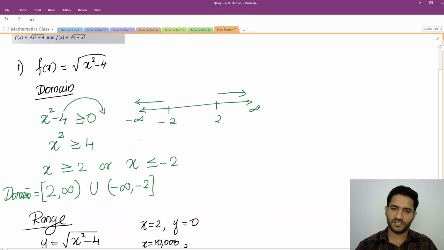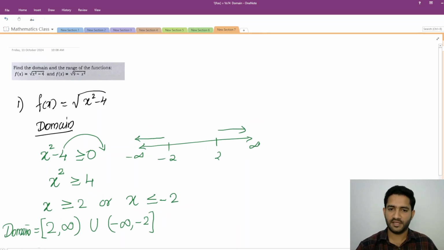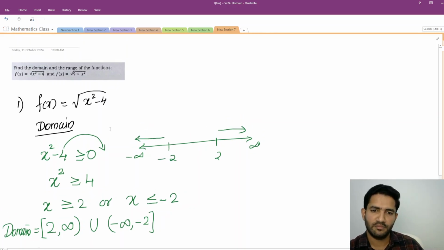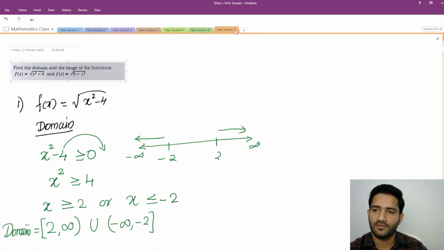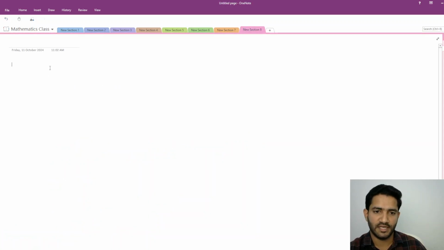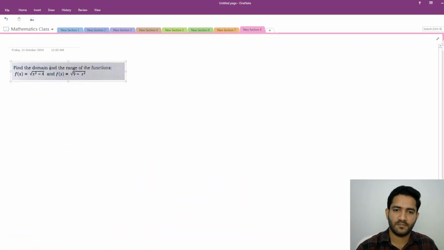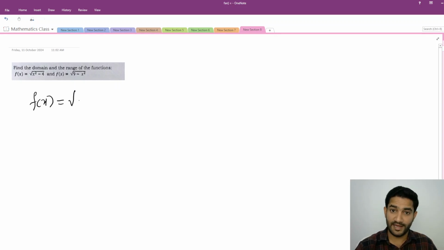The second function, look at the second function, 9 minus x squared. We can consider the second function as square root of 9 minus x squared. Just consider the function, square root, the same concept. So again we are finding the values of x.